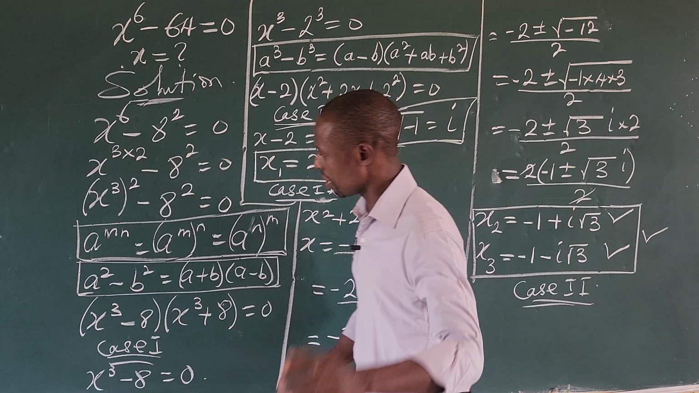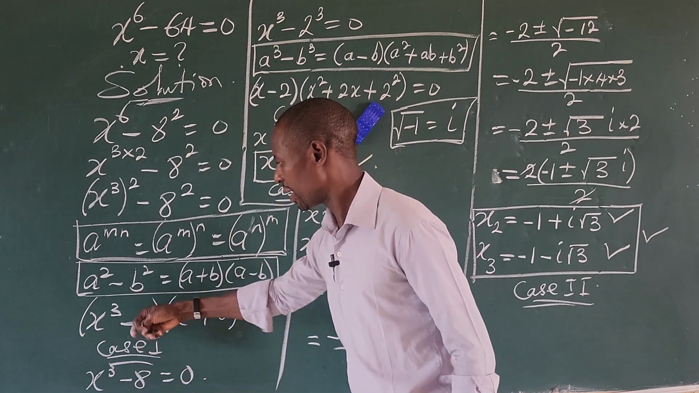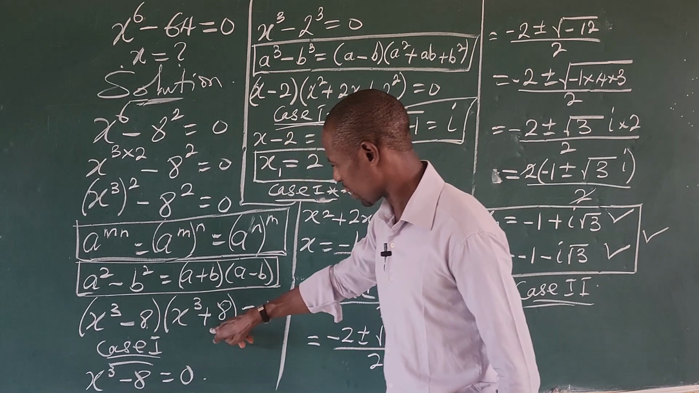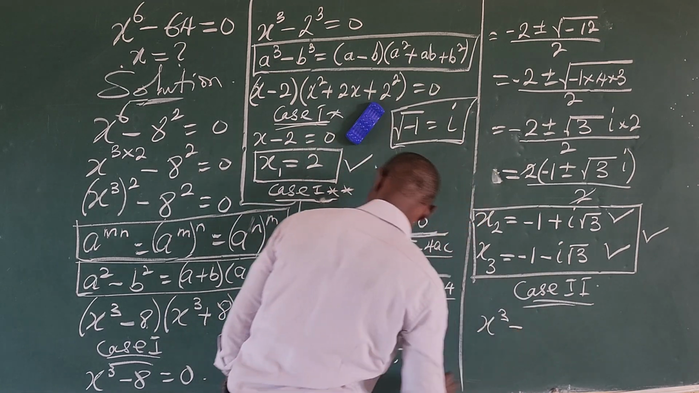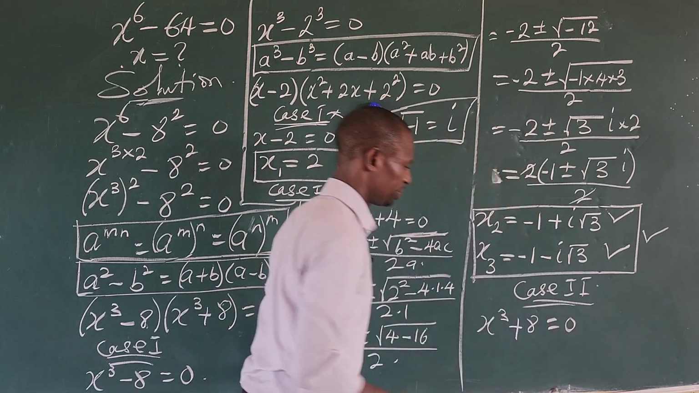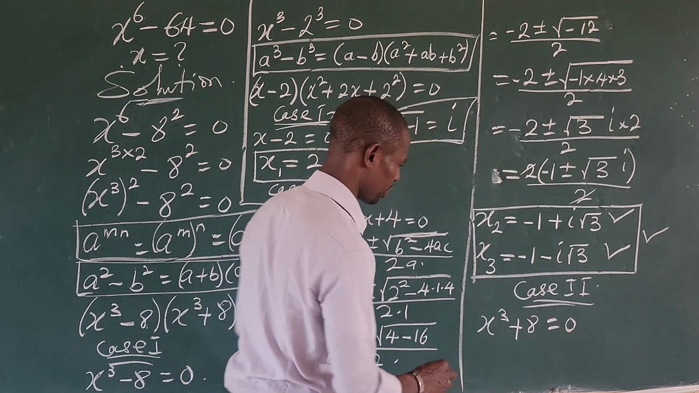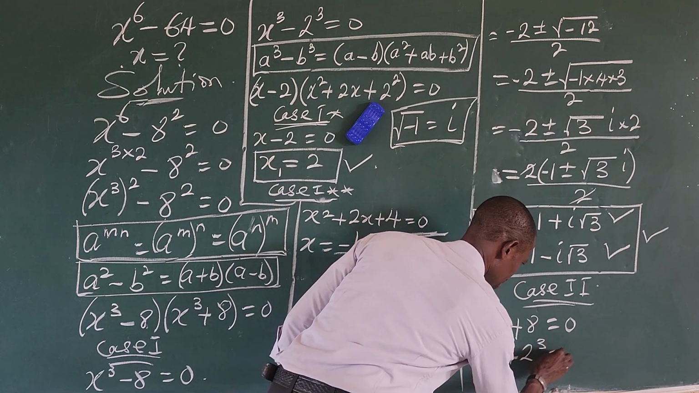Where's our case 2? Remember, we had our case 1 from here. So this is our case 1, so we are taking case 2. Our case 2: we have x to the power of 3 plus 8 equal to 0. Again, we can express this as 2 to the power of 3. So we have x to the power of 3 plus 2 to the power of 3 equal to 0.